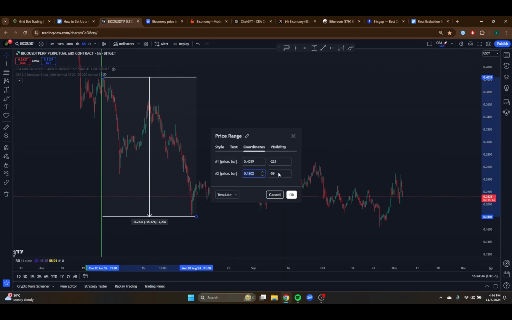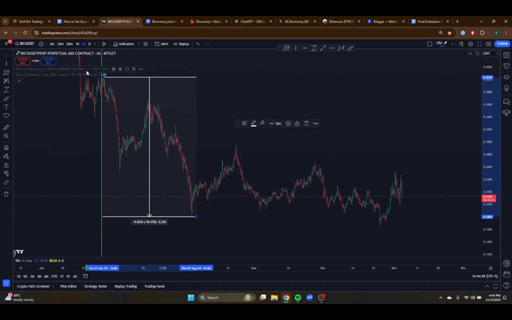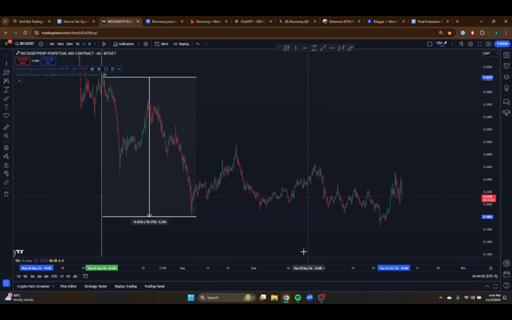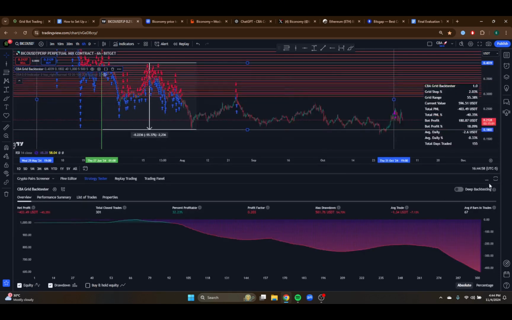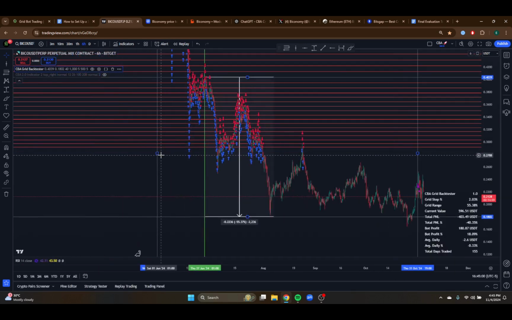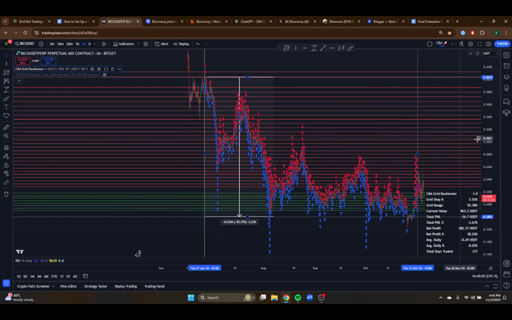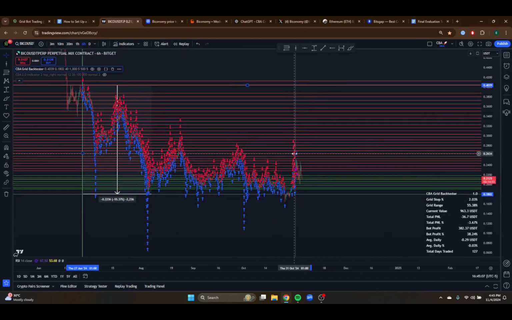Come here, open the price range and copy the low price and paste it here. We're gonna set this to 40 grid levels. We're gonna click on OK and we're gonna turn it on. Then the trading time, we're gonna make sure this one is here because that is where we're gonna be launching our bot, and this all the way down here. Perfect.